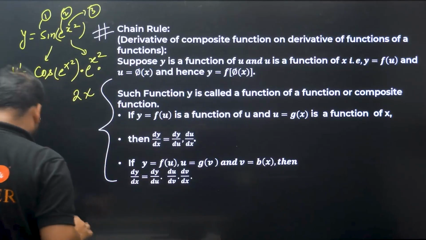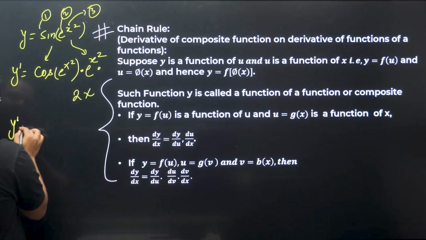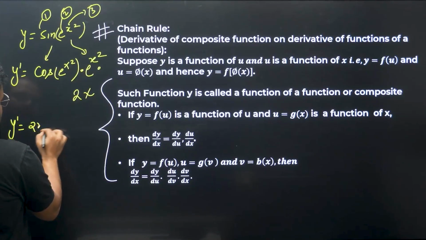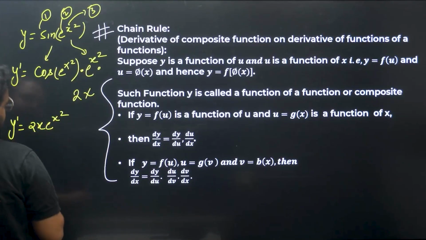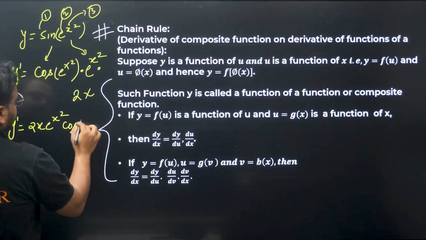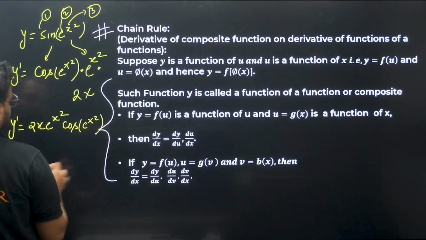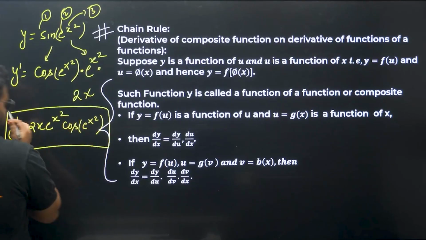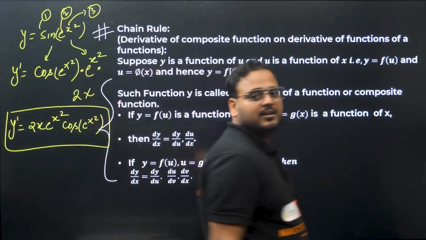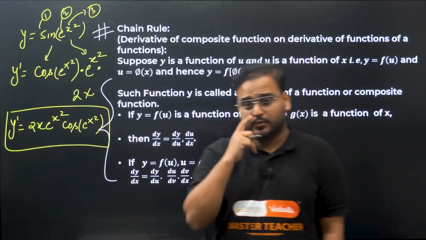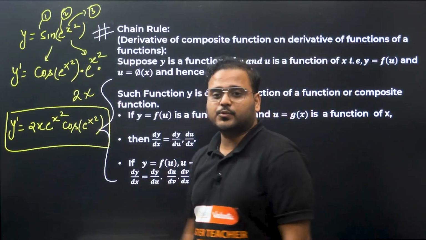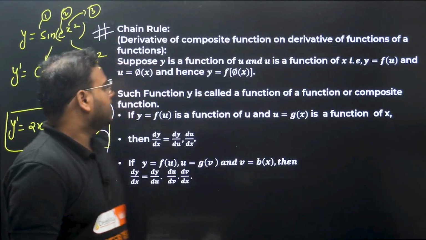My final answer, y dash is nothing but 2x e power x square cos of e power x square. That's my final answer. 2x e power x square cos of e power x square. Clear or not? Okay, let's continue.